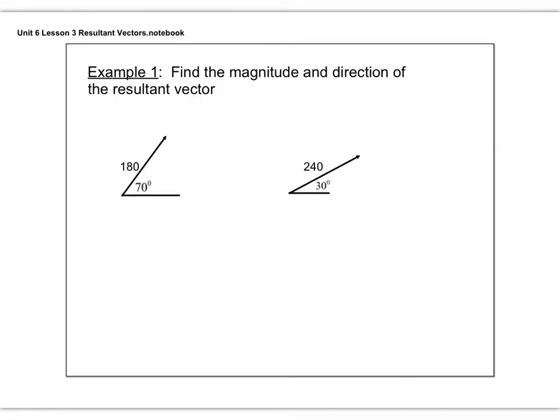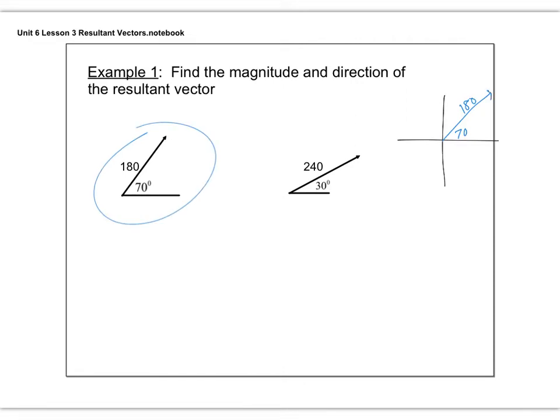Example 1, find the magnitude and direction of the resultant vector. What we're going to do is imagine that this first vector is going off at a 70-degree angle and it has a magnitude of 180. So let me just draw it in blue. Let's just say it goes off like this. This is 70 degrees and 180, just like this little vector over here.